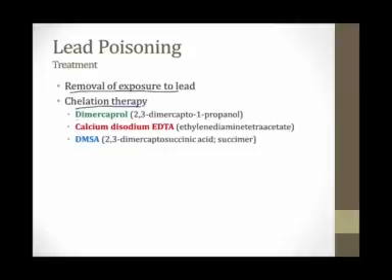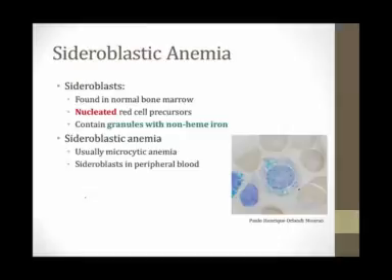One of the substances is called dimercaprol, another one is called calcium disodium EDTA, and a final one is called DMSA, which sometimes goes by the name of Succimer. Our final cause of microcytic anemia is a sideroblastic anemia.